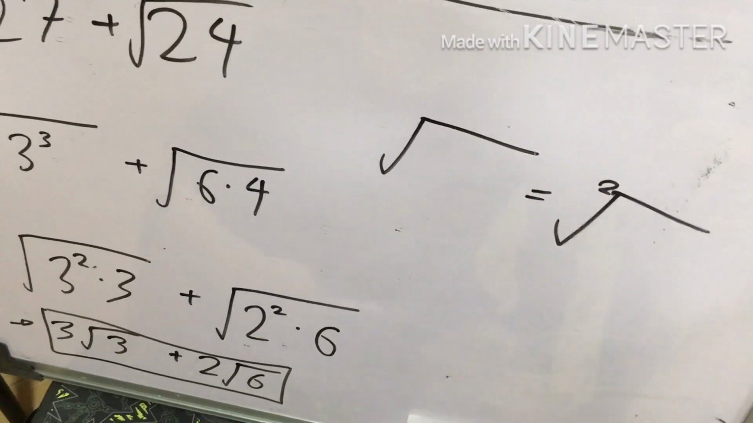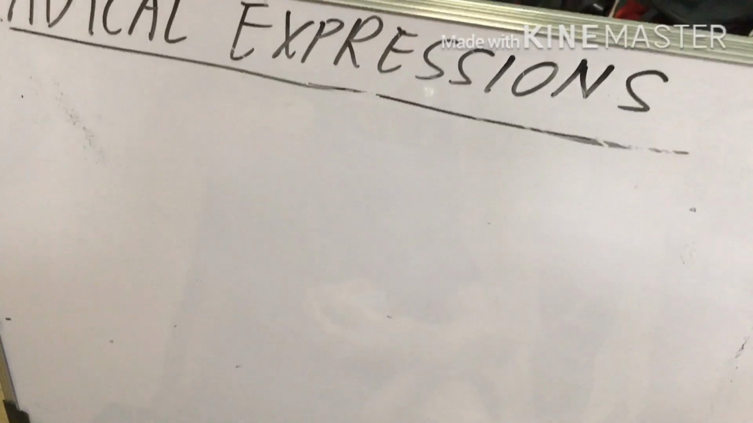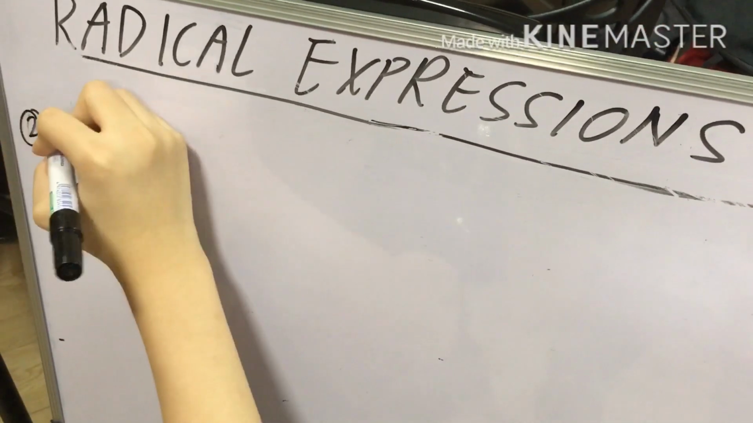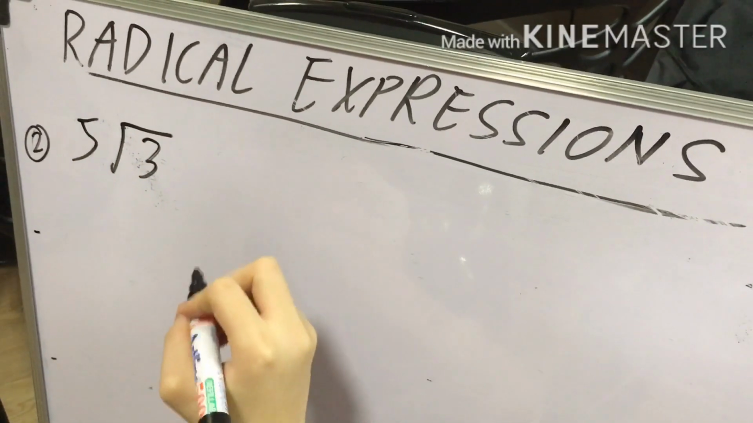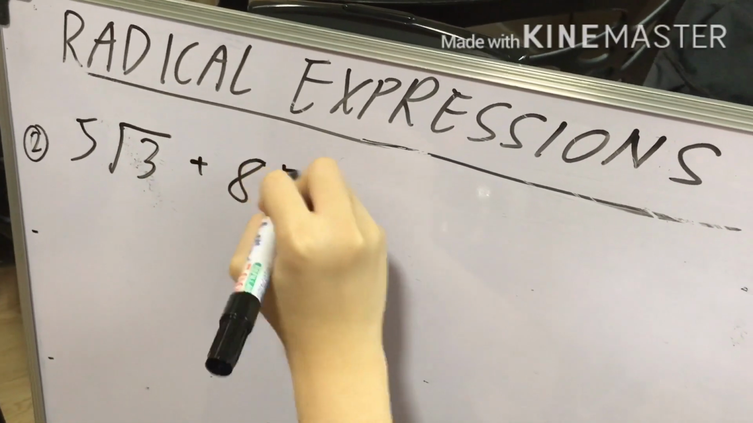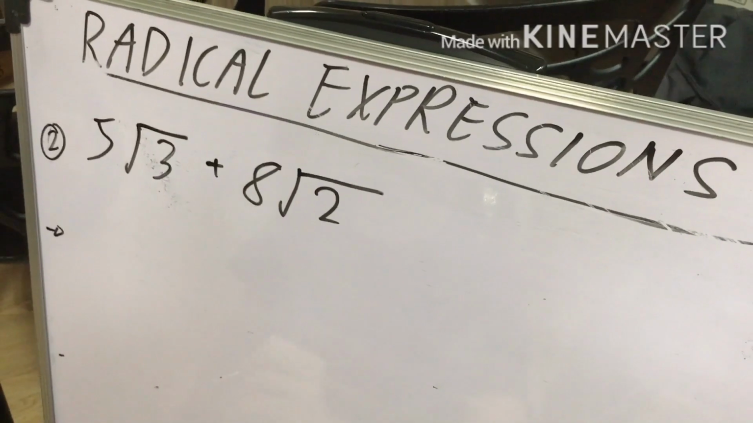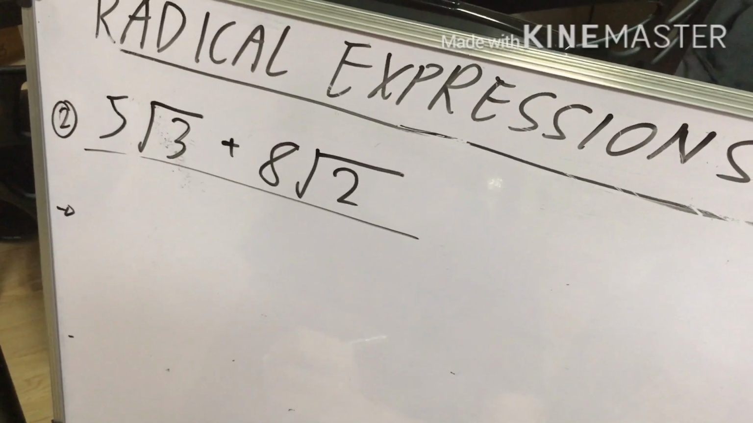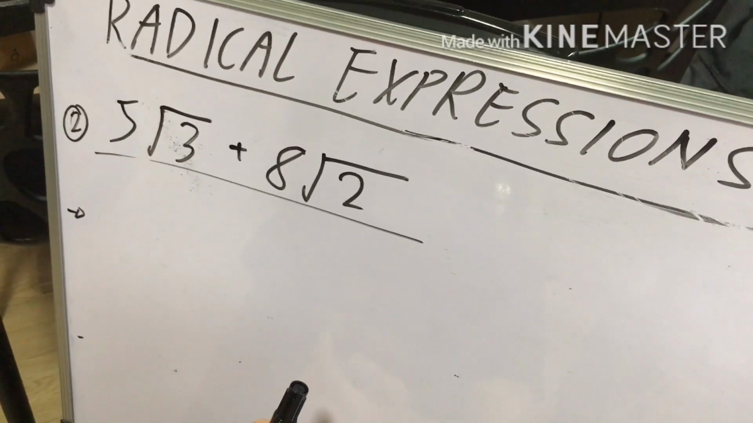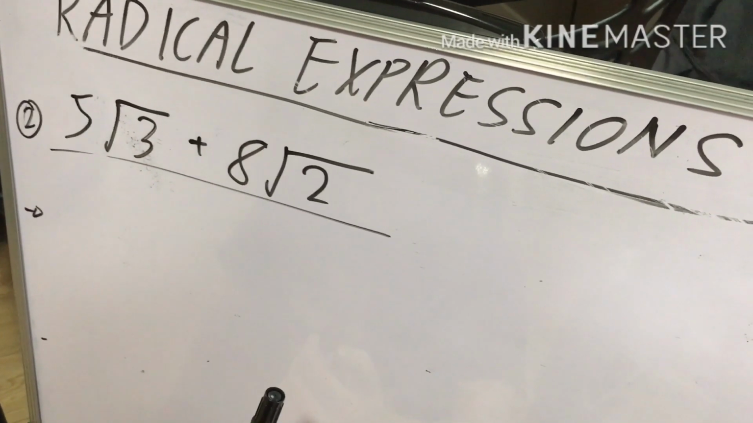For our second example, five times the square root of 3 plus 8 times the square root of 2. There. We have this example. This is our problem. Now, have you observed any ways to solve this? Pause the video to think about it. It's still your call.